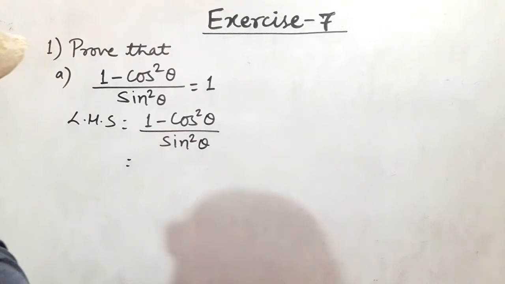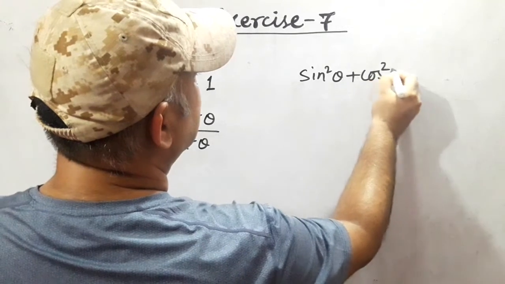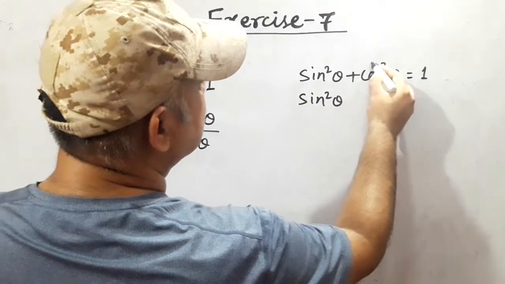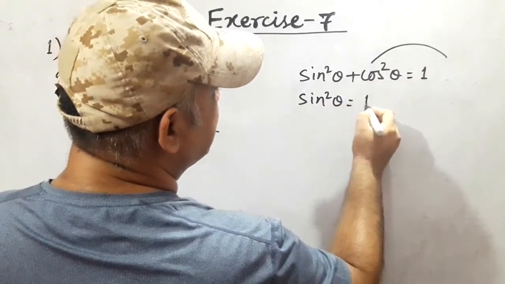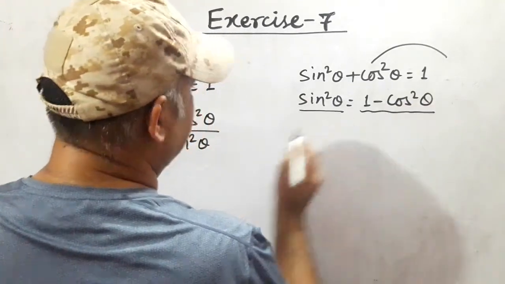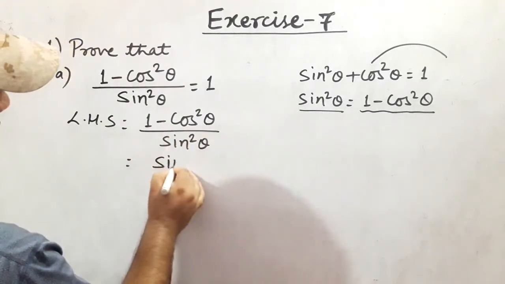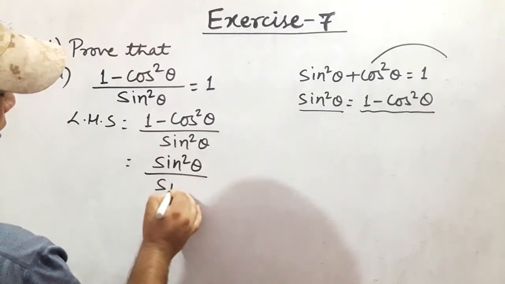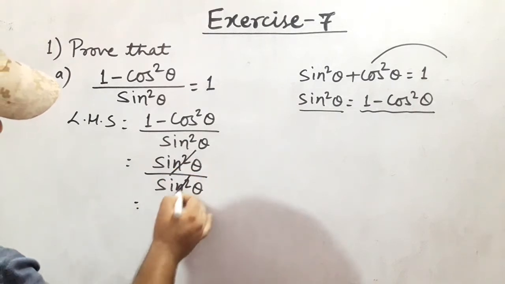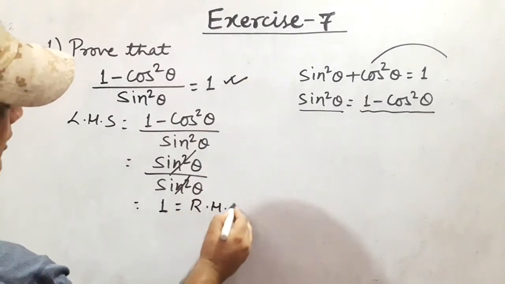We have (1 minus cos square theta) by sin square theta. So what is 1 minus cos square theta? We have studied sin square theta plus cos square theta equals 1. So sin square theta, if we send cos square theta to the right hand side, becomes 1 minus cos square theta. So 1 minus cos square theta can be written as sin square theta. So sin square theta by sin square theta, they get cancelled. We have 1, which is our right hand side, equals right hand side, proved.